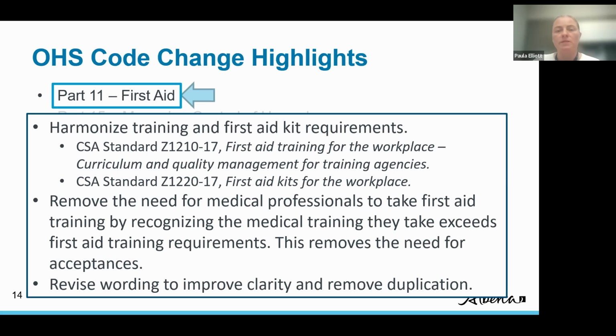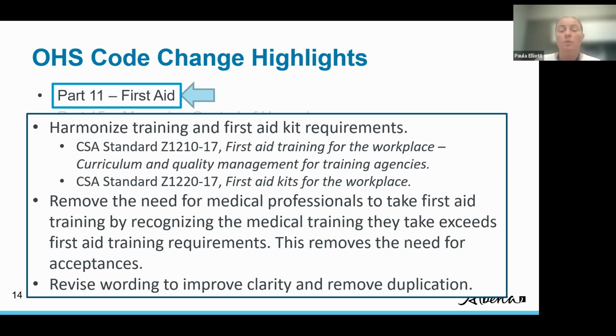Alberta has also adopted CSA standard Z1220-17, which is actually around First Aid kits for the workplace. This was done to harmonize First Aid kit content requirements in Canada. The standard provides the general requirements for workplace First Aid kits. It specifies a classification system for the kit, and it sets the minimum requirements for their content based on their classification.